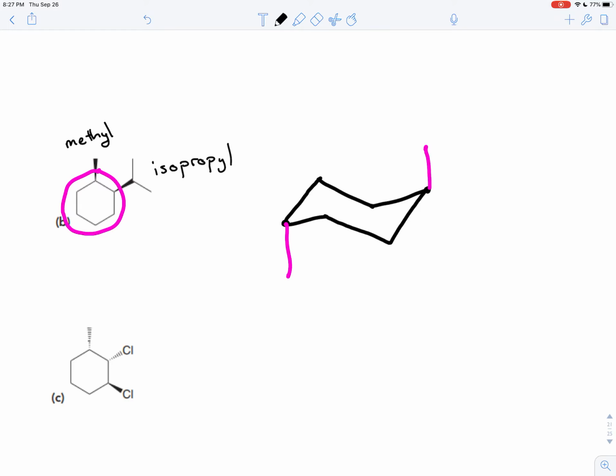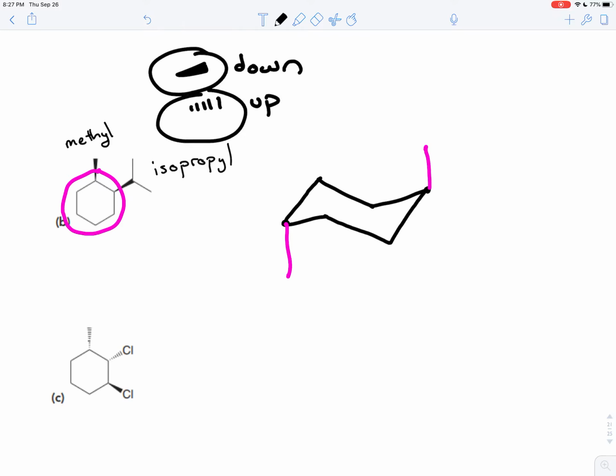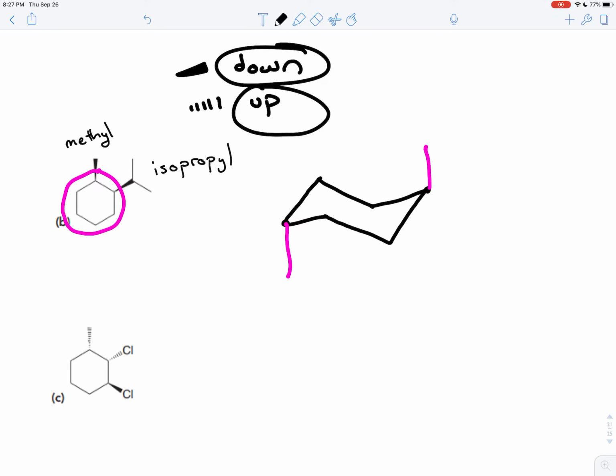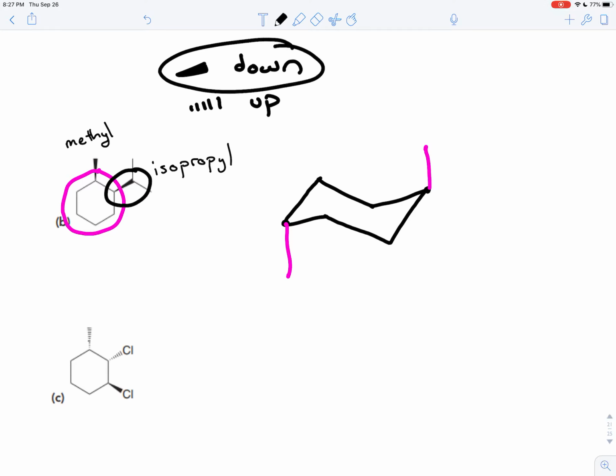Now it doesn't matter whether this is going up or down. Just for the sake of simplicity here, we'll have that going down, which means if we had any dashed wedges, they'd be going up. We don't have any of those, so we don't have to worry about that. But just because coming out at us and going away from us are opposite directions, that means when we look at it from the side, they would have to be going in opposite directions. All right, so we want this isopropyl group going down.